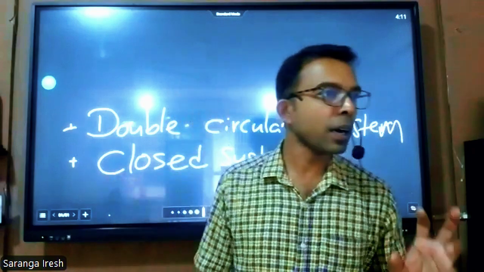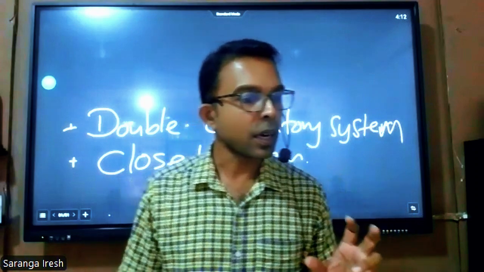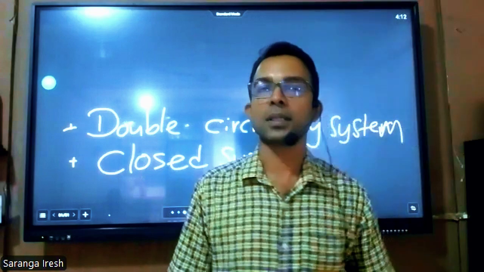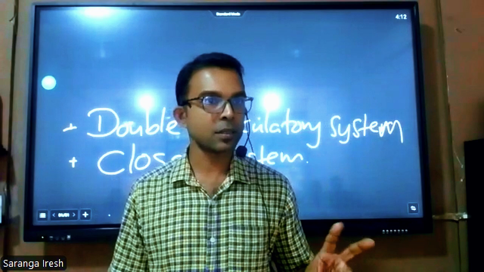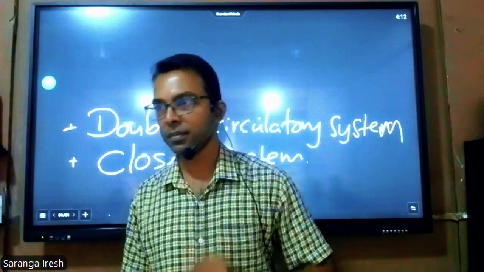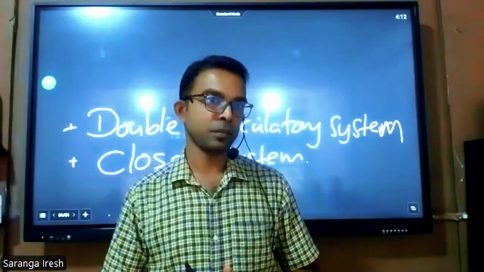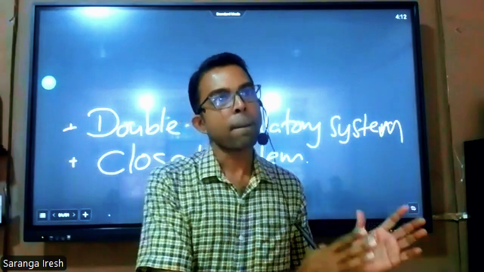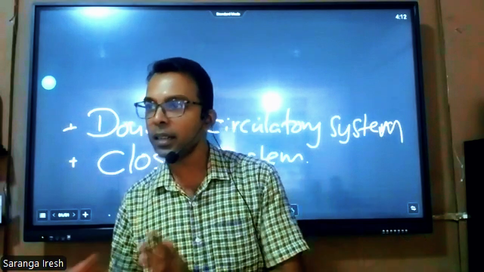Then, the human heart is a muscular structure. It is made up of cardiac muscle. It has four chambers, two atria and two ventricles. The right and left sides are separated by a septum. The deoxygenated blood is always present at the right side. Oxygenated blood is present at the left side.